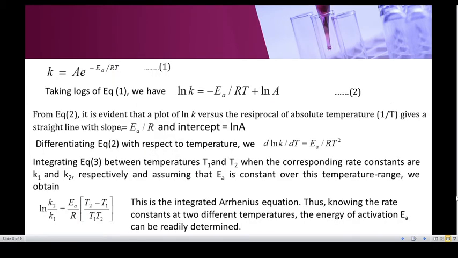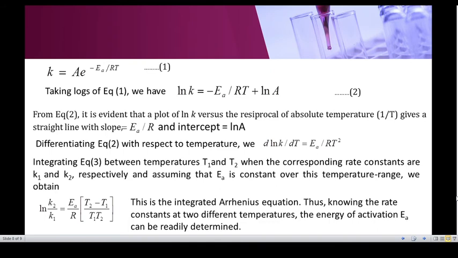So k is equal to A e power minus Ea by RT. Now when you take the logarithm on both sides, ln k is equal to minus Ea by RT plus ln A. If you plot a graph of ln k versus the reciprocal of temperature, that is 1 by T, we get a slope of minus Ea by R and an intercept of ln A. Now if you differentiate equation 2 with respect to temperature, you will get d ln k divided by dT equal to Ea by RT square.